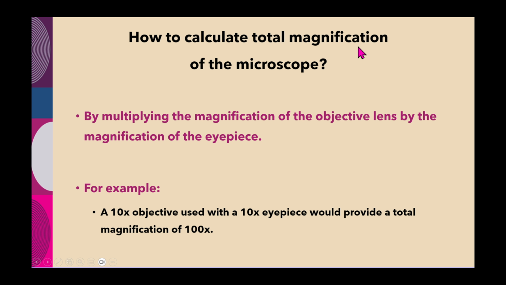How to calculate the total magnification of a microscope? By multiplying the magnification of the objective lens by the magnification of the eyepiece, we get the total magnification of a microscope. For example, a 10x objective used with a 10x eyepiece would provide a total magnification of 100x.